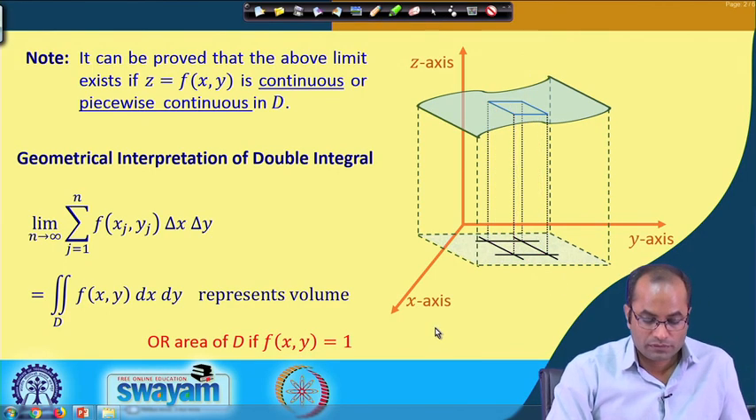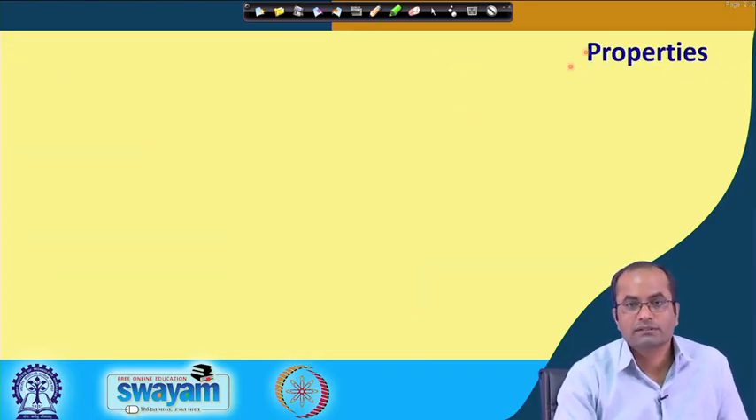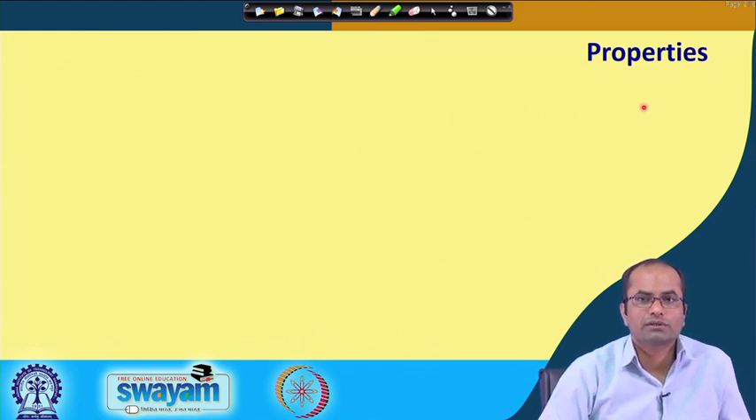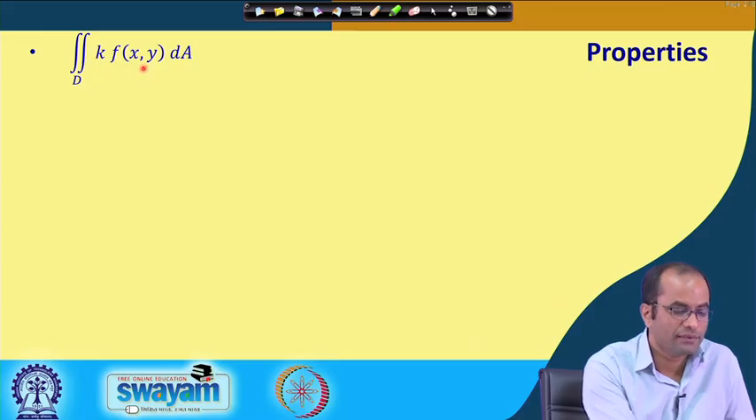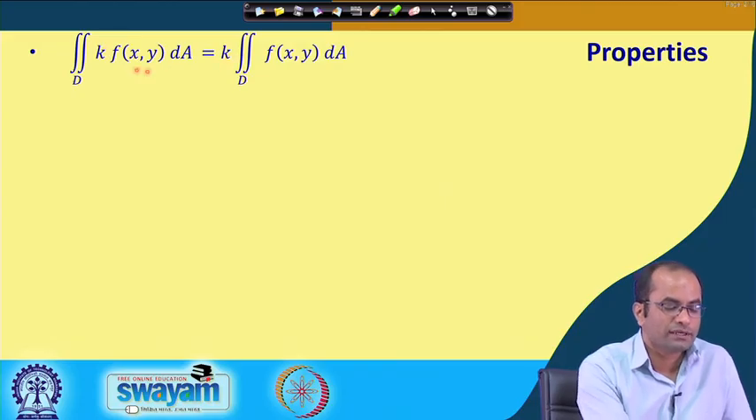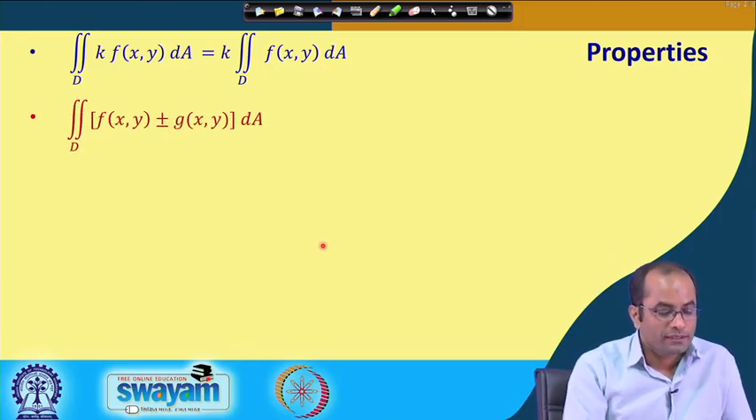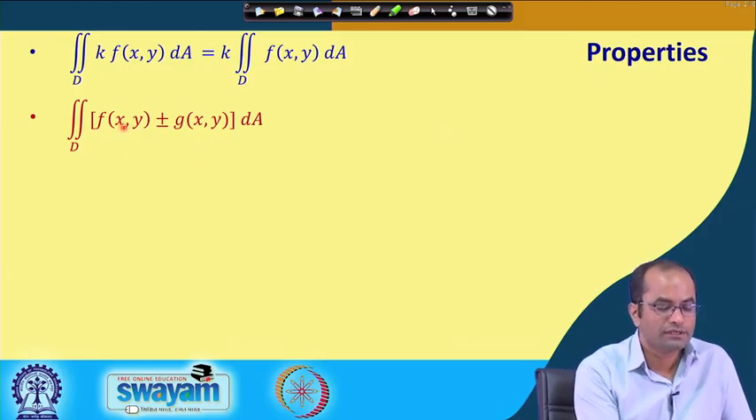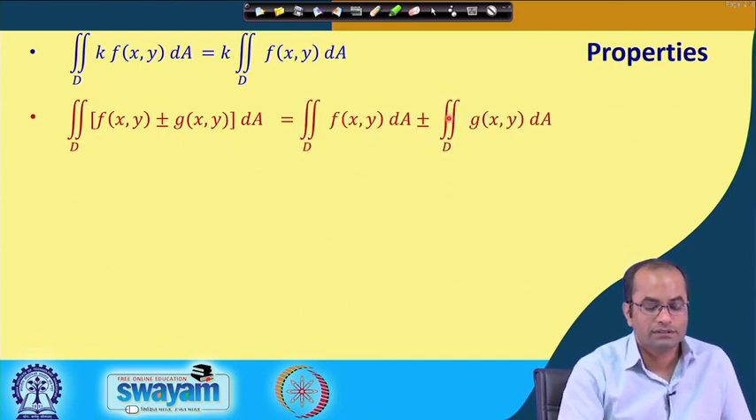Well, coming further now to the evaluation part. Before we go to the evaluation, let us discuss some properties of the double integral. Similar to the single integral, we have more or less the same properties for the double integral as well. For example, we have k multiplied by the function f(x, y), and in that case k is a constant, so it can just come out of the integral, and then we have the integral of f(x, y) dA. Similarly, we have the addition or the difference of two functions f and g. In that case this integral will be the integral over f plus or minus the integral over g.